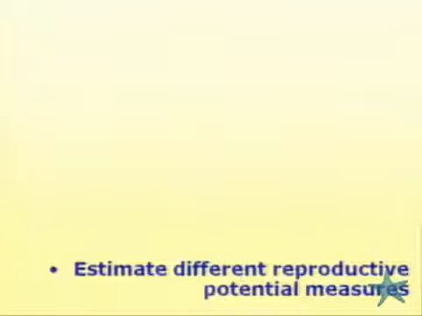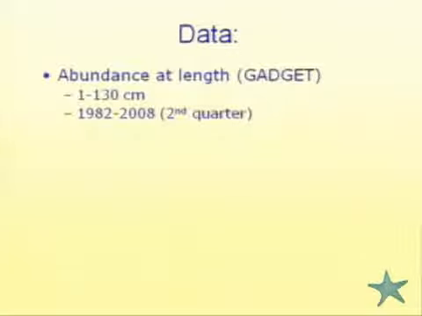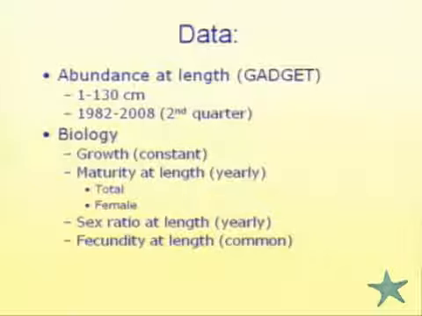So the first point is to estimate different reproductive potential measures for the southern hake. The data I have are the results from the length-based model from 1 to 130 centimeters, from years 82 to 2008. And I've selected the second quarter, that is the season of the peak of the recruitment. The biological information that I have is the growth, the maturity at length, estimated yearly, total and female, the sex ratio at length, also yearly, and the fecundity at length. This is an estimation done just for a couple of years that is applied to the full series.